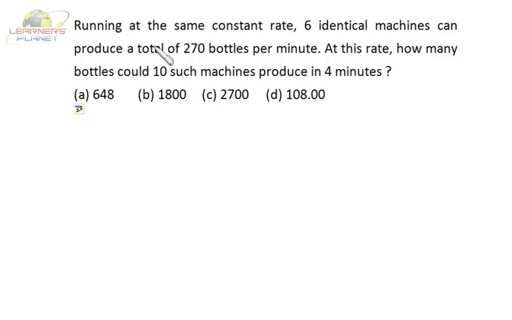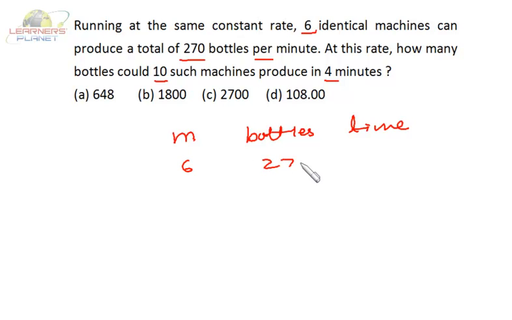Let's see this problem. Running at the same constant rate, 6 identical machines can produce a total of 270 bottles per minute. At this rate, how many bottles can 10 such machines produce in 4 minutes? Friends, here we are playing with 3 variables, that is number of machines, number of bottles and time. So let's write first of all machine, bottles and time. Now 6 identical machines can produce 270 bottles in 1 minute. At this rate, how many bottles, suppose it is x, can 10 such machines produce in 4 minutes.